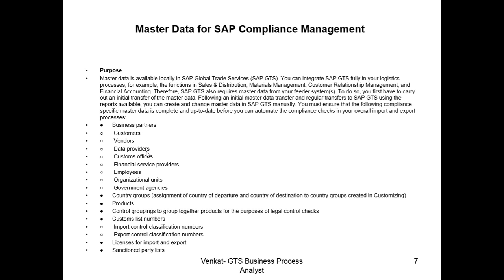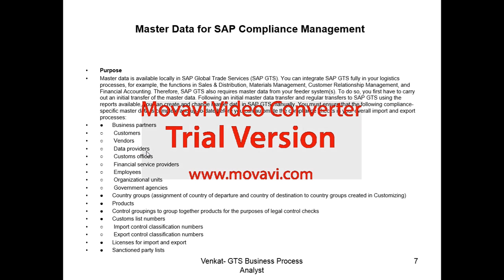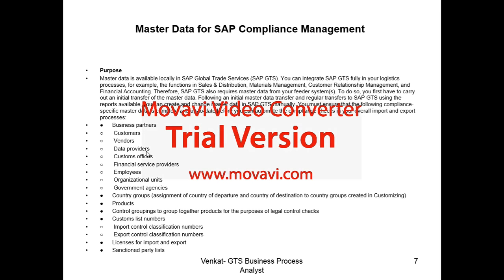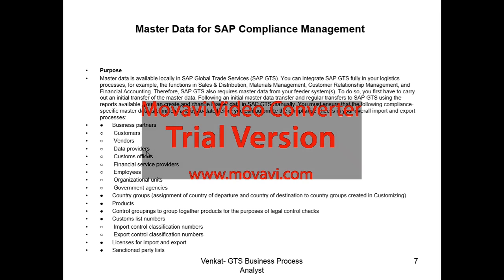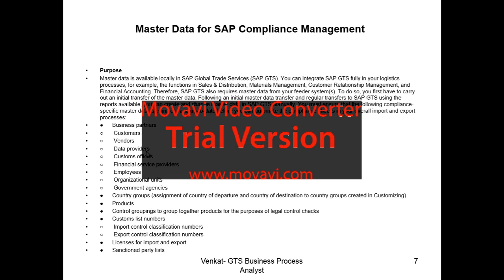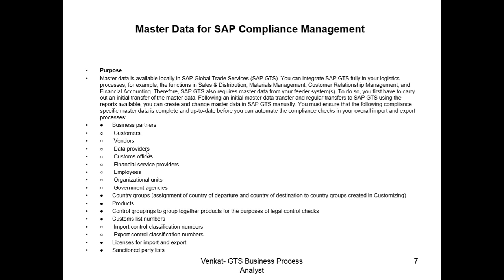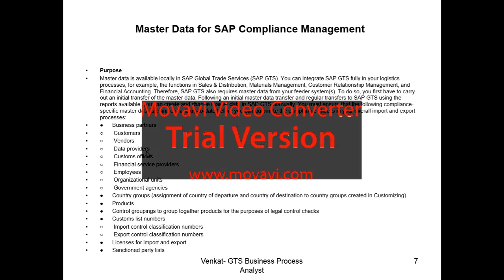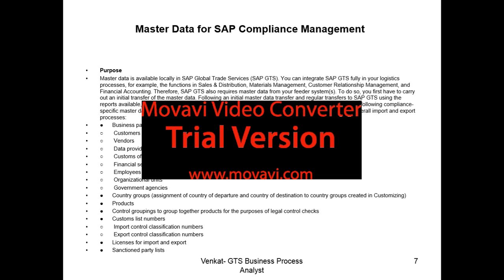FedEx is one authorized data provider who can provide the list of blocked members, and MK Data is one of the organizations who can provide the sanction party list. We also have one more organization called Customs Info, a government agency. These are three popular major data providers who can provide a sanction party list to the SAP GTS client.